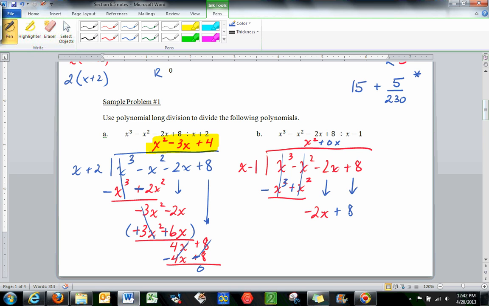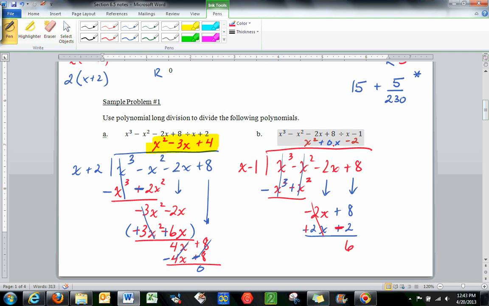So in this particular place, I'm actually going to hold this place with a 0x and bring down the 8. Now I have a binomial that I can work with. So I'm going to use negative 2 times x gives me negative 2x, and negative 2 times negative 1 gives me a positive 2. And whenever I distribute the negative, that turns to a positive, that turns into a negative, so that cancels, and that leaves me a remainder of 6.